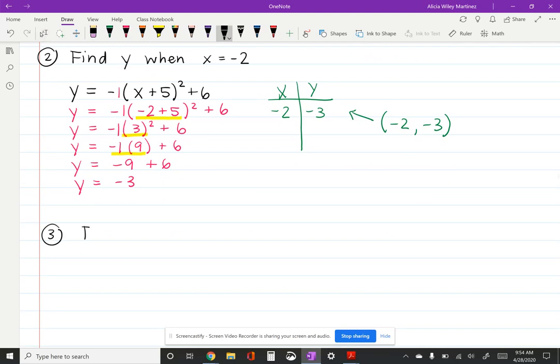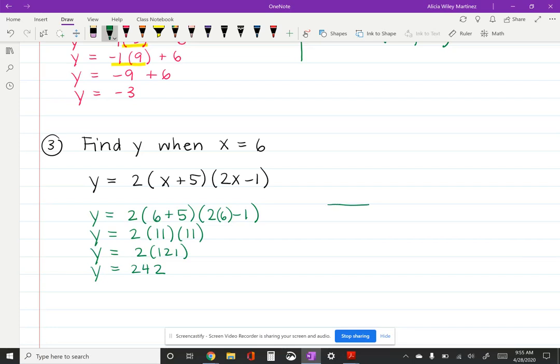Number 3 is for you to try. After I write the problem, pause the video and give it a try. The equation is y equals 2 times (x plus 5) times (2x minus 1). So the answer to this one would be y equals 242, meaning that the point that would exist on this graph, it's a really big point, would be the point (6, 242).